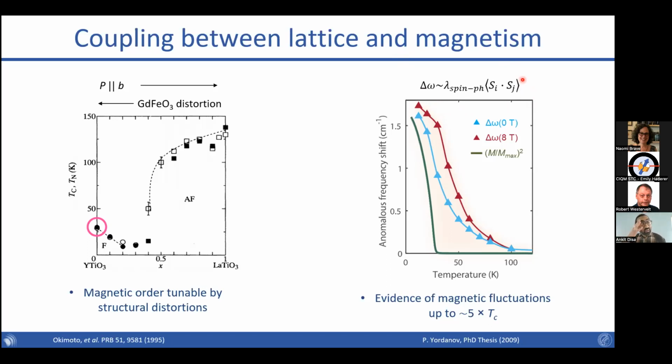But what's unique here is that the frequency shifts have been observed experimentally, not just below TC, as you would expect, but they set in around 100 Kelvin, which is nearly 5 times TC. And so what this tells you is that there are spin correlations, magnetic fluctuations at very high temperatures. And so this has been suggested to be a consequence of these entangled spin orbital interactions that I discussed in the last slide.